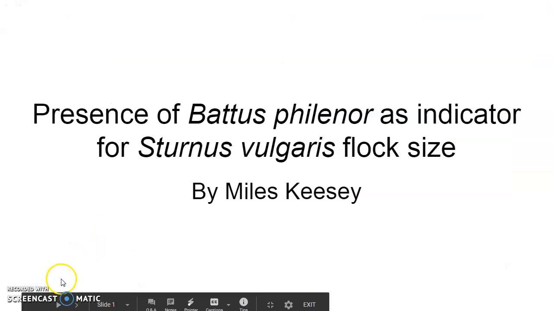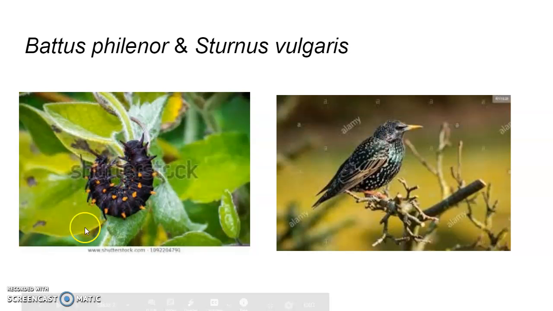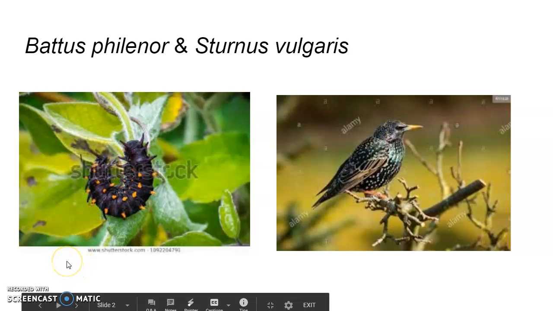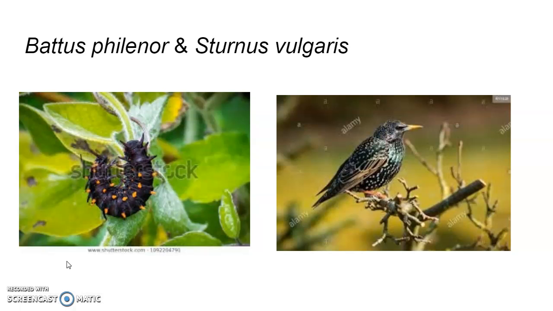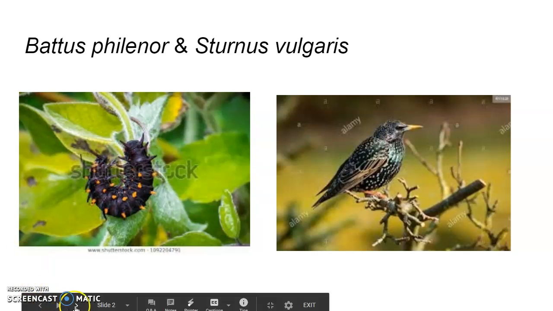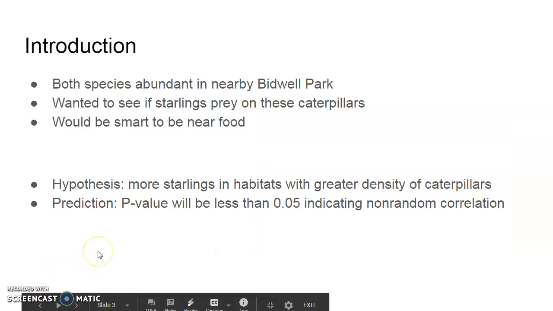Okay, this was my project. Presence of Battus philenor is an indicator for Sturnus vulgaris flock size. The image on the left is Battus philenor, the pipevine swallowtail caterpillar, and the image on the right is Sturnus vulgaris, the European starling. I had seen both these species in a park near my house, and I wanted to see if the starlings were eating the pipevine caterpillars.